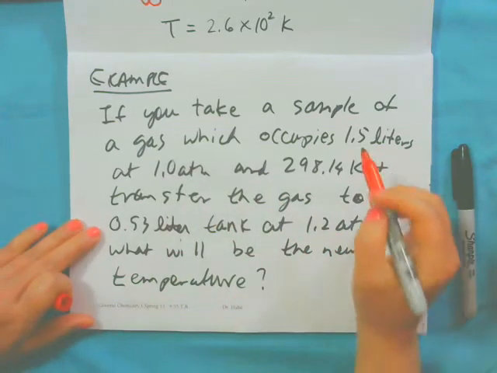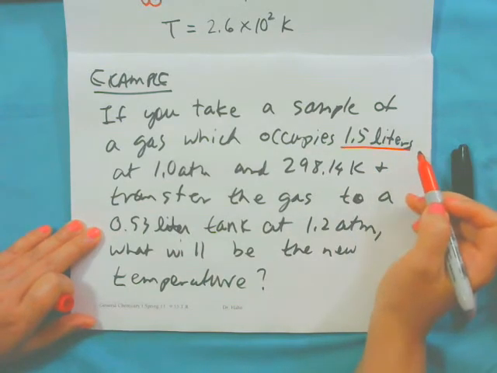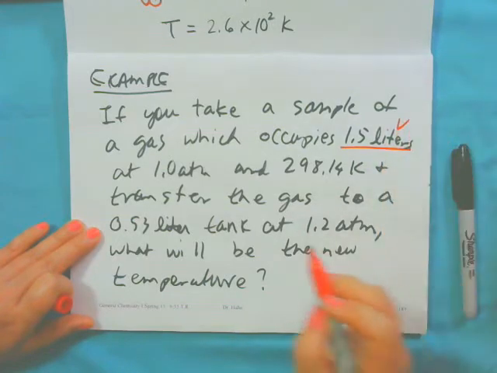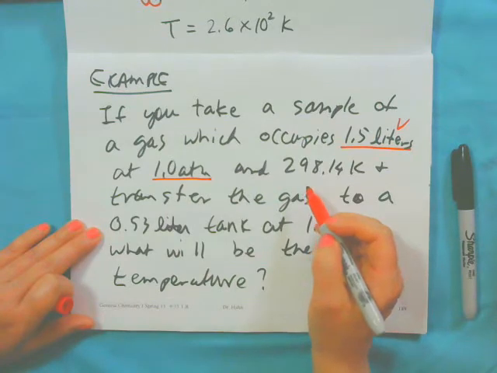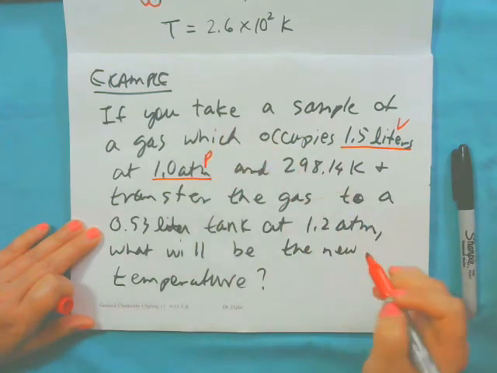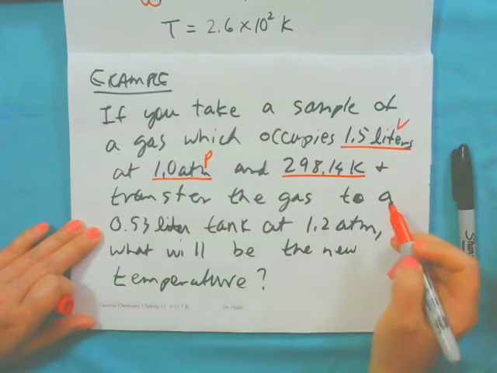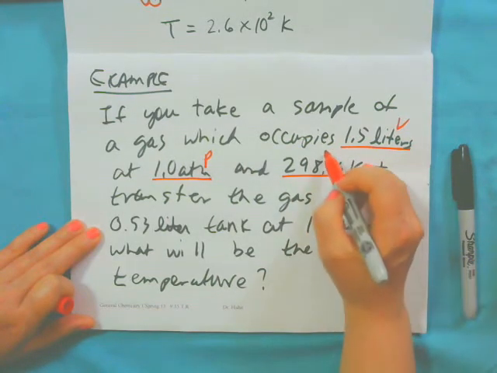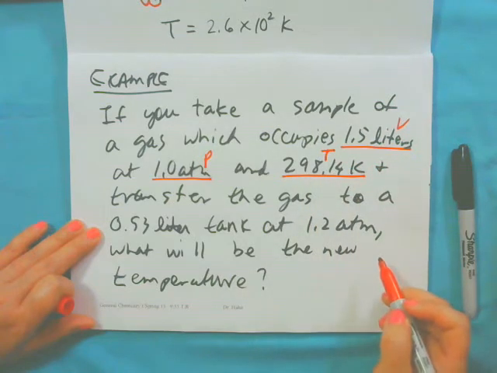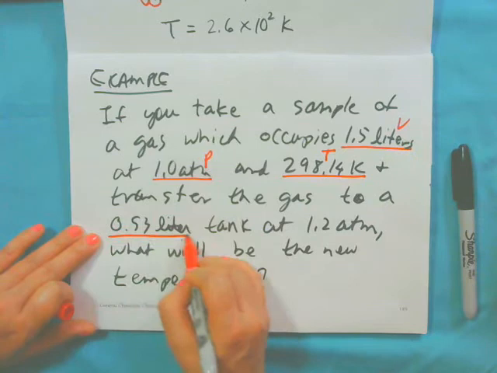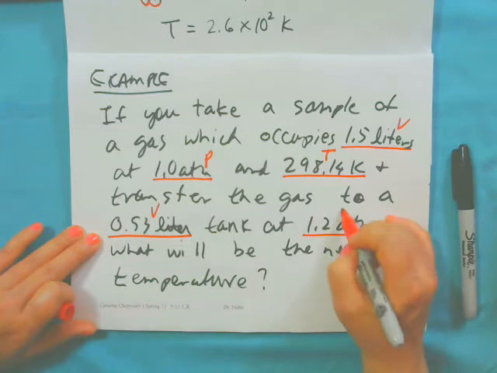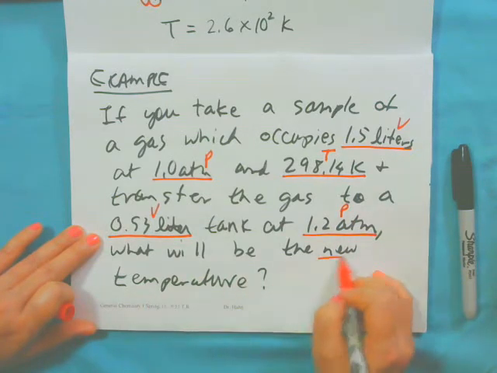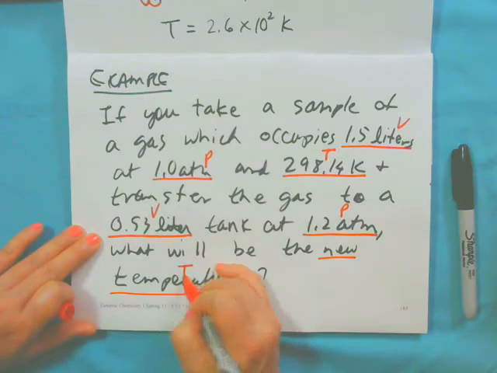what you've got. All right, so we've got 1.5 liters. Now, what are liters the units of? Volume, right? So we're going to say volume. I have 1.0 atmospheres. What's the atmosphere units for? Atmosphere is the unit of pressure. We have 298.14 Kelvin. Kelvin is something that deals with temperature. All right, then we've got 0.53 liters, volume again, 1.2 atmospheres, pressure again, and then we're asked for the new temperature. So this is temperature.